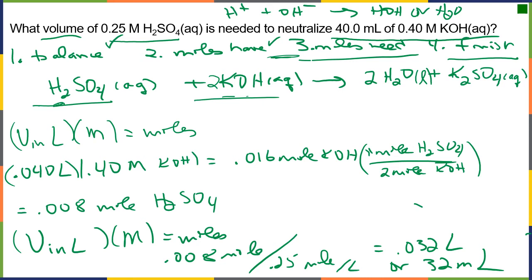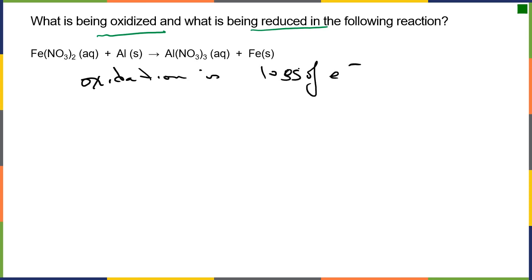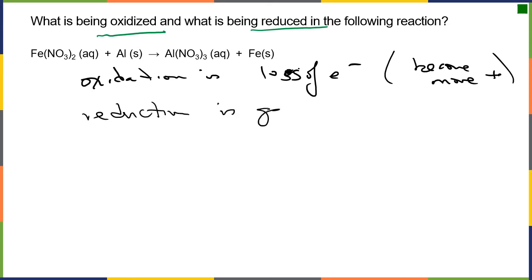All right, with that in mind, let's do the last thing, which is redox. So in the following reaction, what is being oxidized and what is being reduced? We know that oxidation is loss of electrons. And if we're going to have loss of electrons, we're going to realize something is going to become more positive. Now, reduction is gain of electrons. If something is going to gain electrons, it's going to become less positive.